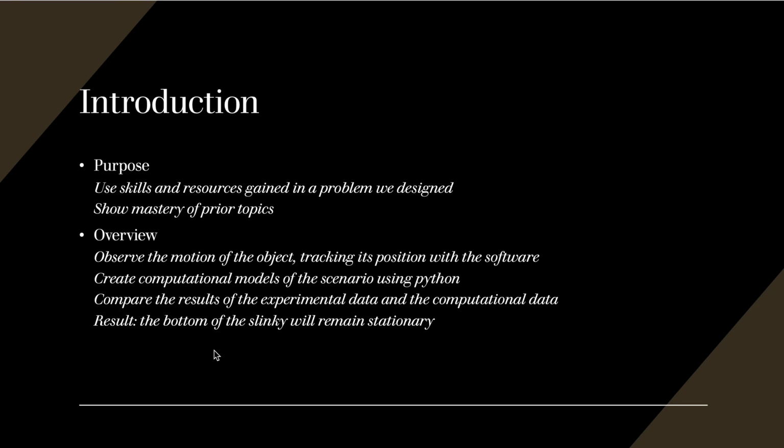A brief overview: observe the motion of the falling slinky and track its position with the software. Then create a computational model of the scenario using Python. Compare the results, and a brief overview of the final result is that the bottom of the slinky is going to remain stationary until the top hits it.